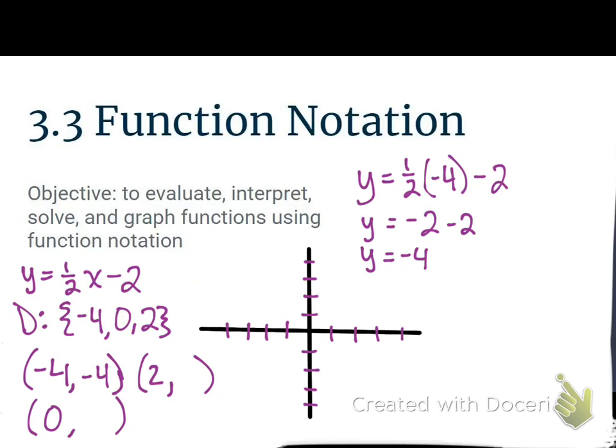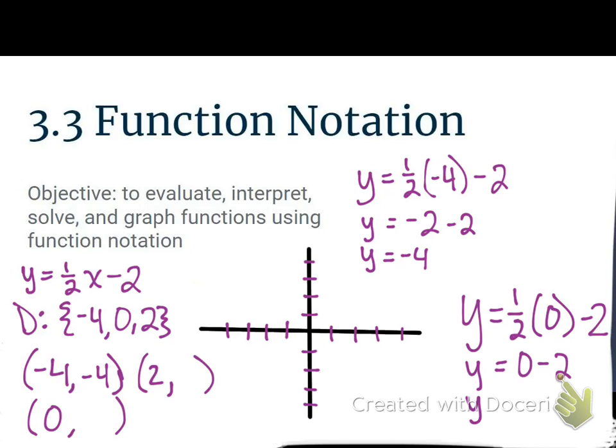Let's go ahead and find all of them before we worry about graphing them. The next one, what am I plugging in for x this time? 0. What is half of 0? Nothing, or 0. And 0 minus 2 is -2. We've got one more we need to find.